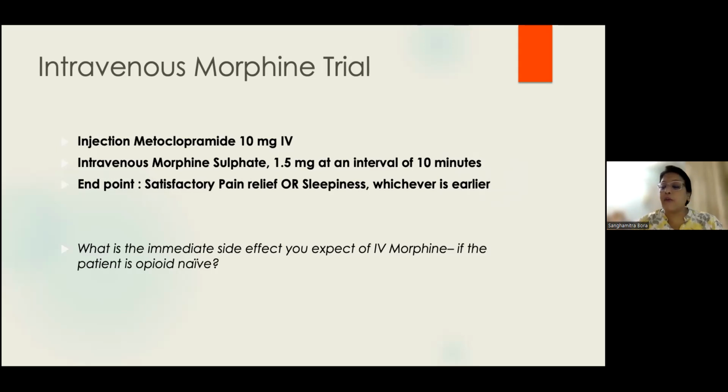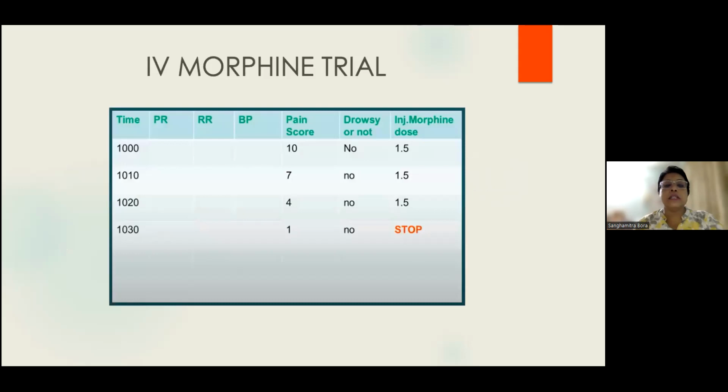So we do an IV morphine trial and see the endpoint, which is either sleepiness or the satisfactory pain relief, where the patient says that now I feel it's 1 on 10. So this is a small chart that we have in our OPDs, where we use it for recording it. Our nurses do it generally.